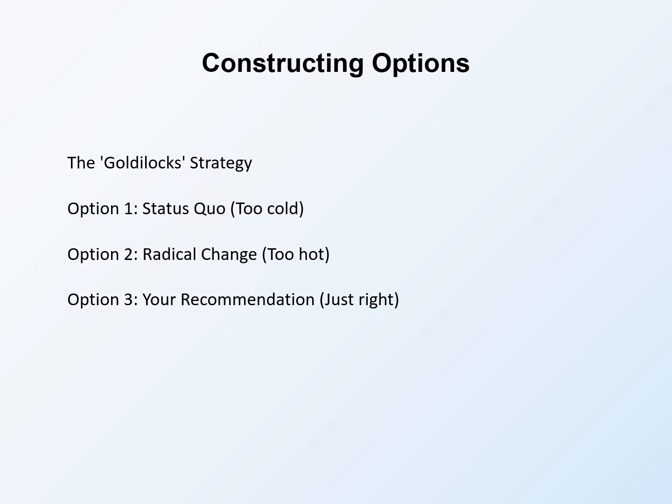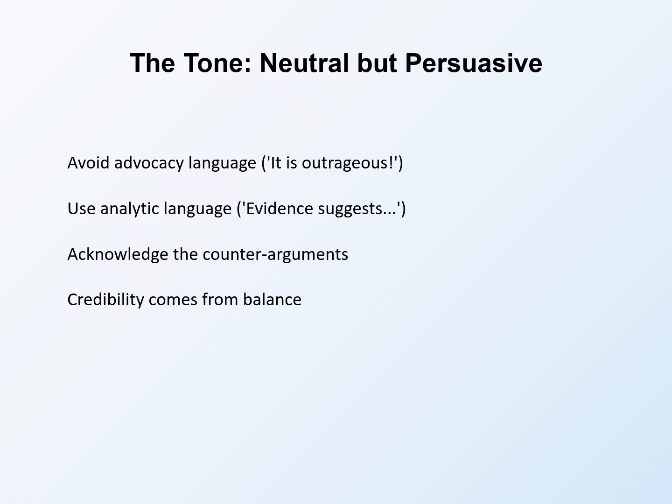When presenting policy options, use the Goldilocks strategy. You usually present 3 options. Option 1 is the status quo, doing nothing. You explain why this is bad. Costs will rise. People will die. Option 2 is a radical change, the too hot option. This might solve the problem, but is too expensive or politically risky. Option 3 is your recommendation, the just right option. It solves the problem, but is feasible and affordable. By framing your idea as the sensible middle ground between inaction and extremism, you make it easy for the politician to say yes.